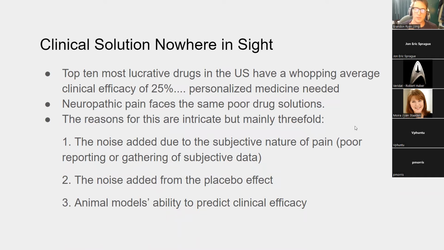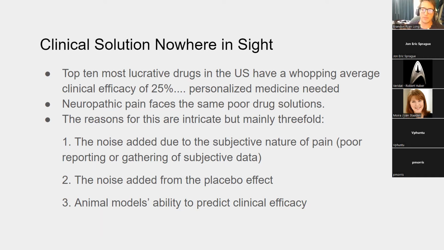Clinical solutions are problematic because people can become addicted to opioids. Not only that, if you look at the top 10 most lucrative drugs in the US, they only have a clinical efficacy of 1 in 4. The reason for this is related to what I was talking about with GWAS. You're going to have a lot of genes that are different, right? So you're going to need to start having personalized medicine for chronic pain and neuropathic pain. That's no different.